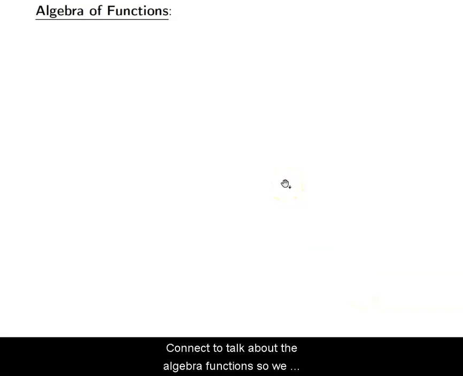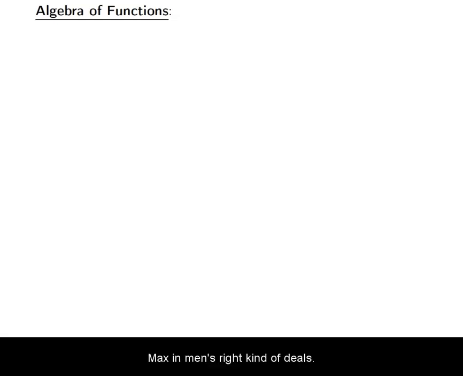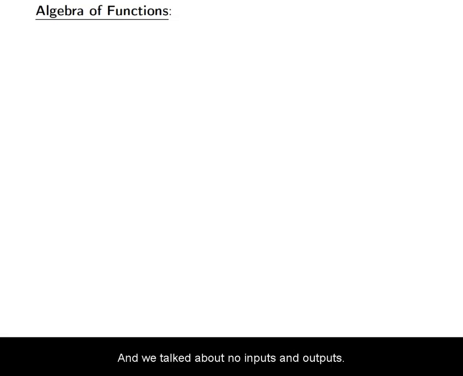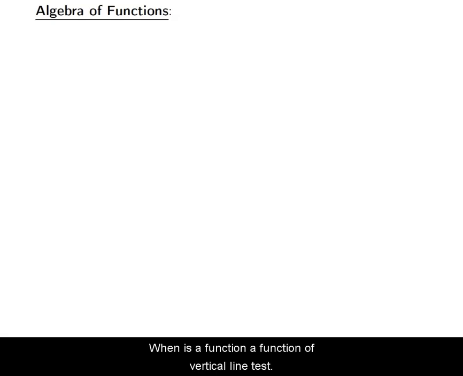So next, let's talk about the algebra of functions. We've talked a lot about functions so far. We've talked about domain and range. We've, in an impromptu manner, talked about increasing, decreasing, maxes and mins. We've also talked about asymptotes, vertical and horizontal, which we'll get into a lot more later on. I know I kind of breezed over it, but we spent a lot of time talking about that stuff. We talked about transformations, reflections, horizontal and vertical movements, and compressions. And we've talked about inputs and outputs, when is a function, the vertical line test.